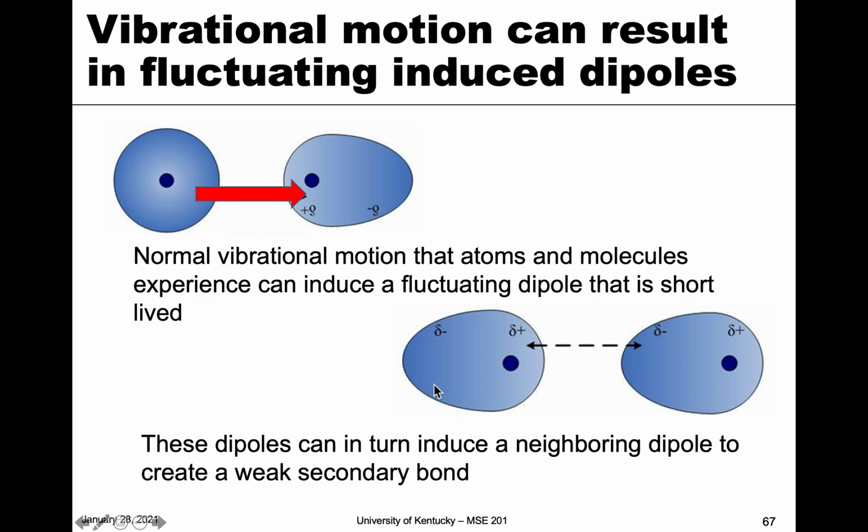So these things happen to normal molecules for very short times just from vibrational motion. But the idea is if one of them fluctuates due to this vibrational motion, it can actually induce another dipole next to it, because now we have a charge separation. So this is positively charged, this is negatively charged. That means that this section is going to attract a negative section of that molecule, and so it becomes induced. This is a weak type of secondary bond where we have inducing a neighboring dipole from this vibrational motion. So this is fluctuating induced dipoles.